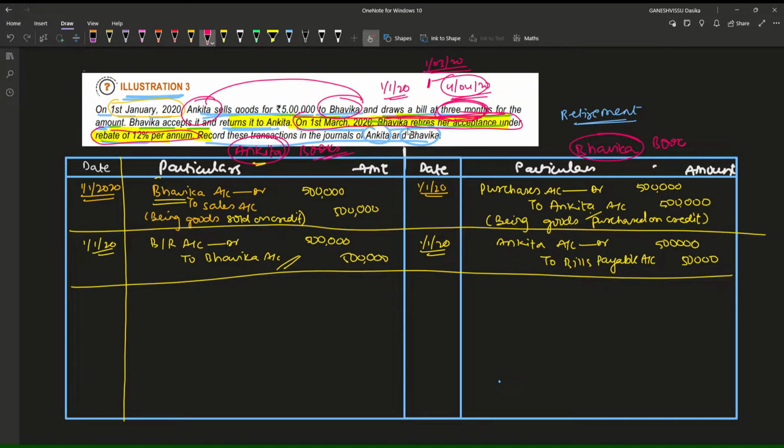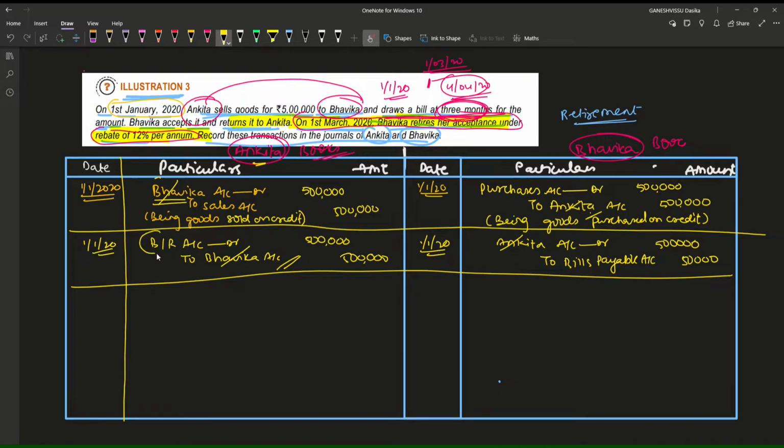So what entry are we going to have here for retiring the bill? Simply for a dishonor of a bill or for retirement of a bill, the entries would be the same. But here, if we want to provide the rebate, we need to debit the discount in case of discount allowed, and we are going to credit it in the books of the discount receiver, right? Here Bhavika has been removed from the books, Ankita has been removed from the books.